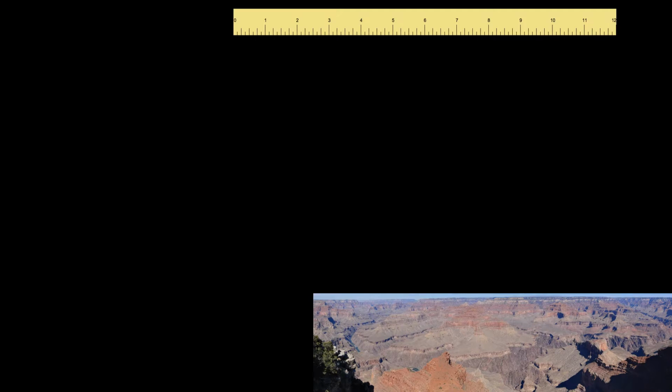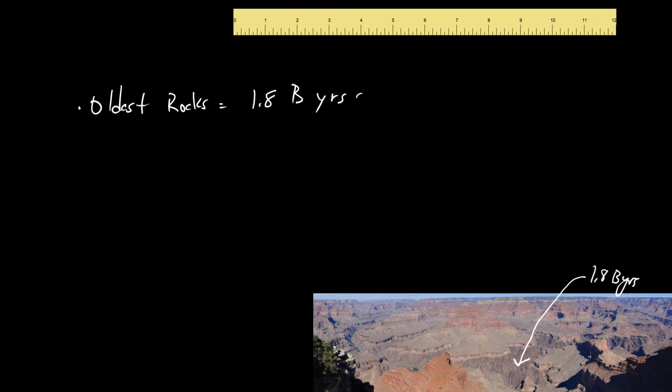The next example is looking at the oldest rocks in the Grand Canyon. So the rocks down here at the bottom of the Grand Canyon are about 1.8 billion years old. So let's do oldest rocks, 1.8 billion years old. Here, we're given the age in billions of years, so we don't have to convert it. There it is. So next we go to our calculation.